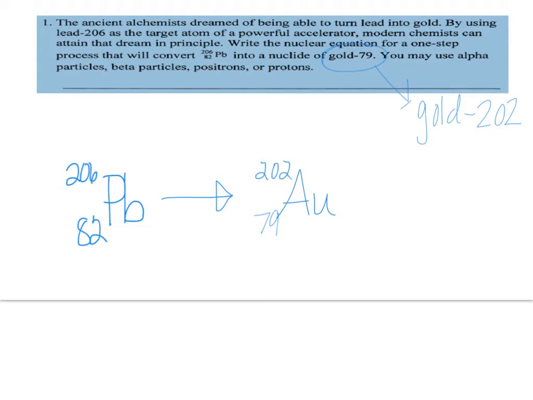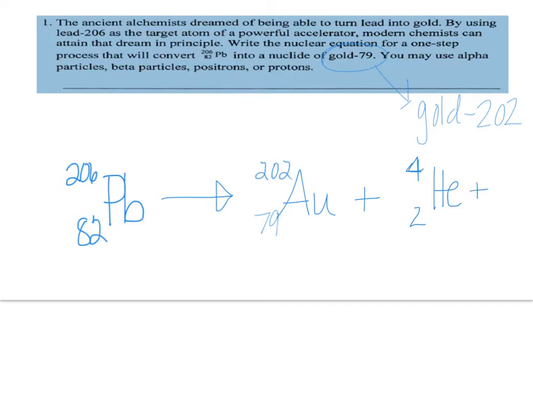So in order to do that, we'll see that we're going to do this, and it says you may use alpha particles, beta particles, positrons, or protons. So first thing we're going to do is go ahead and put a plus sign, and we know that we have 202 on the product side, and we have 206. So we're going to put a 4, okay, and then we're going to see where we have 79 and we have 82, and so we're going to go ahead and put a helium particle because we know that alpha decay is possible, and so we're going to put that helium particle. But if we notice this only adds up to 81 on the reactant side, and we need 82.